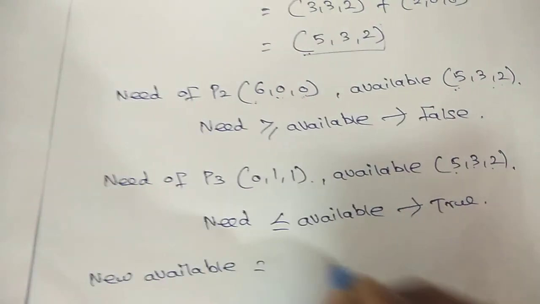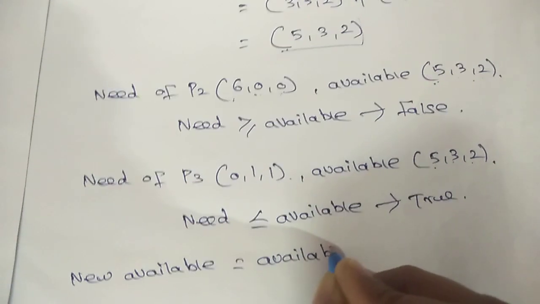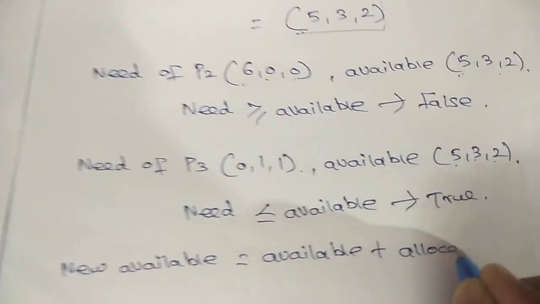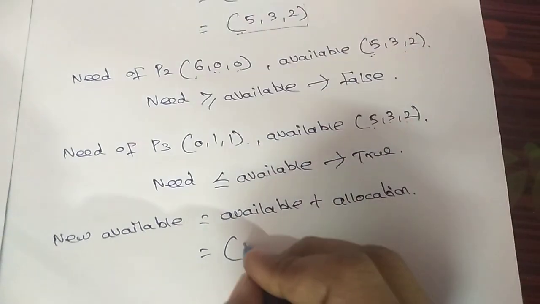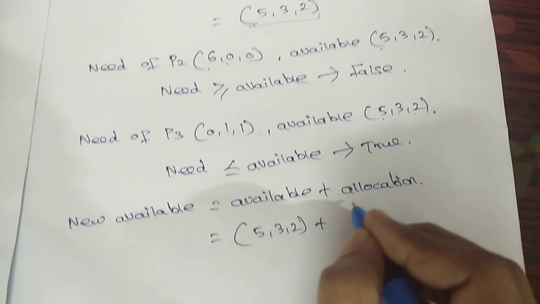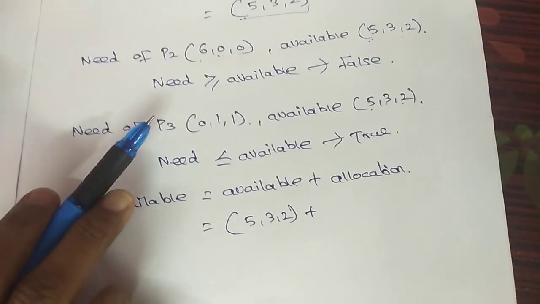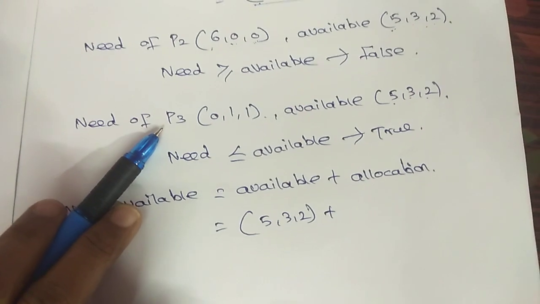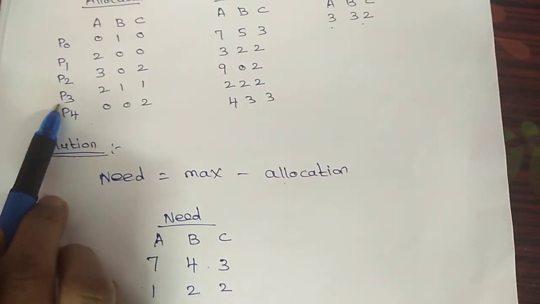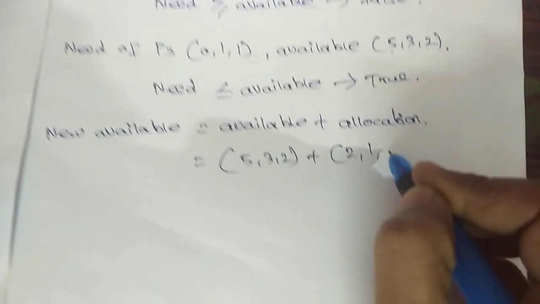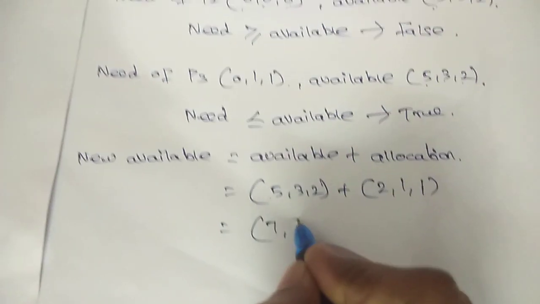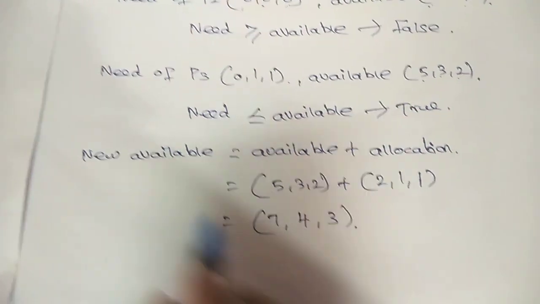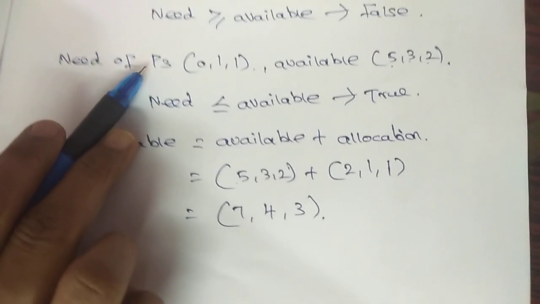The new available formula is available plus allocation. What is the available? The last available, that is 5, 3, 2, plus allocation. Allocation of process P3, because in process P3 only the algorithm succeeded. So we check the process P3 allocation, that is 2, 1, 1. It is given in the equation. So 2, 1, 1, we add to get 7, 4, 3. That is the new available after granting the request of process P3.